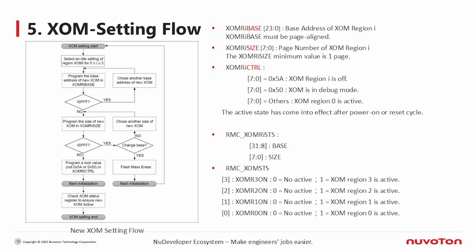The XOMR control register is used to control the state of XOM region I. For example, by setting it to a value other than 0x5A and 0x50, XOM region I can be activated. This register will only take effect after a power-on reset. The last 2 registers reflect the current state of the XOM region I.